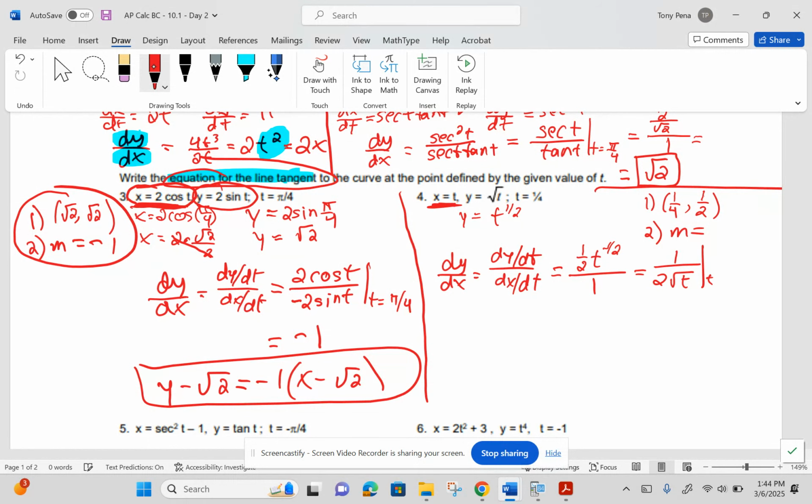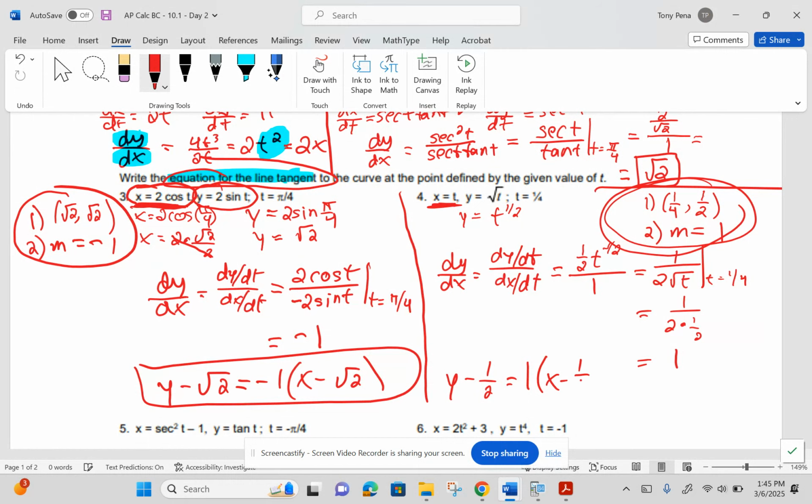Evaluate that at the time of 1/4. And then again, square root of 1/4 we did earlier, that's a half. So overall, that slope should just be a 1. And again, once we have our point and our slope, then we go ahead and write the equation. So y minus 1 half equals 1 times x minus 1/4. Okay?